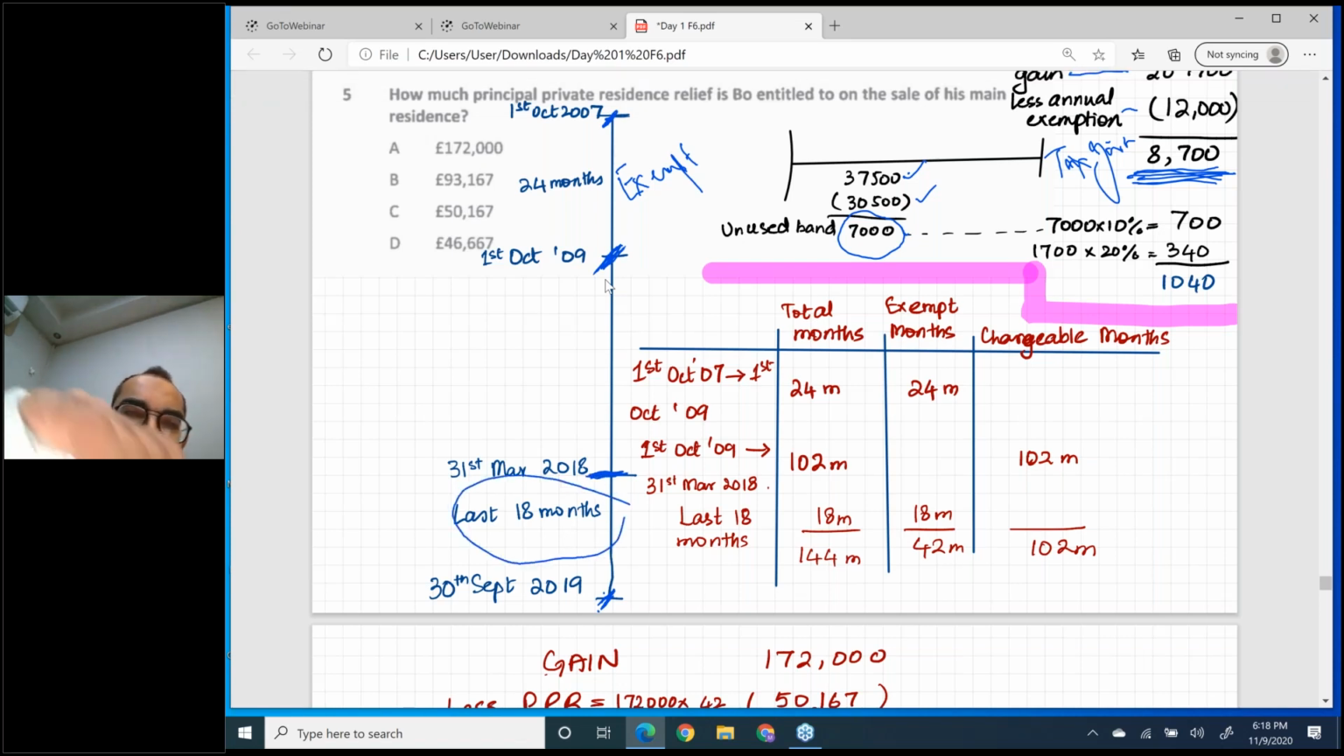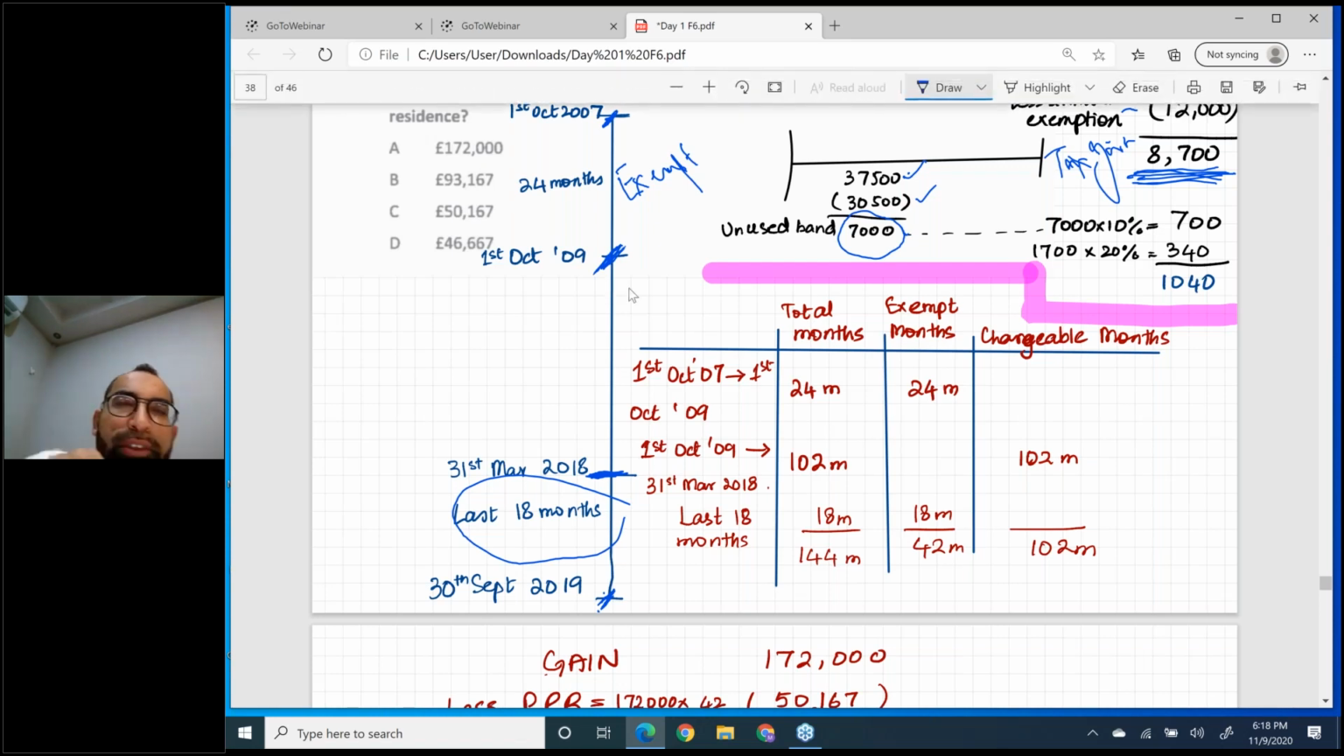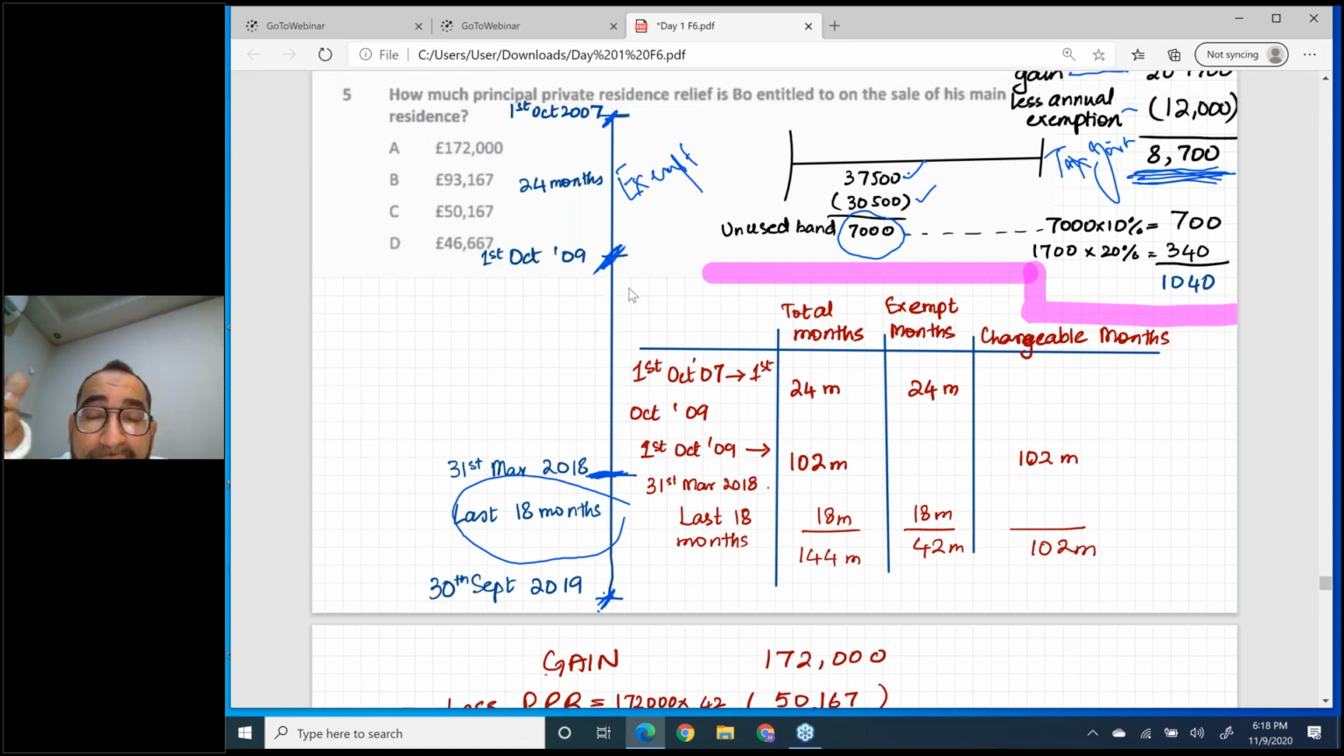Now whatever is left between 1st of October 09 to 31st March 18, you can calculate at home. I'm giving you a ready-made number. These are 102 months. These 102 months are full-time chargeable. No more exemptions. Okay, so I hope you remember these three columns.